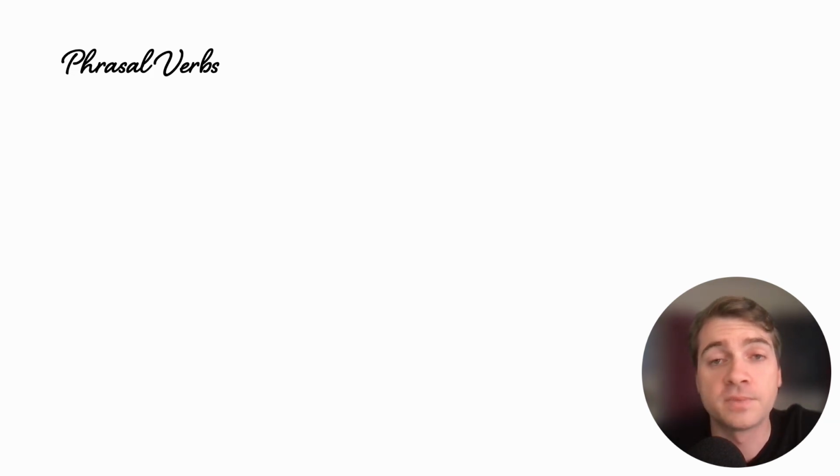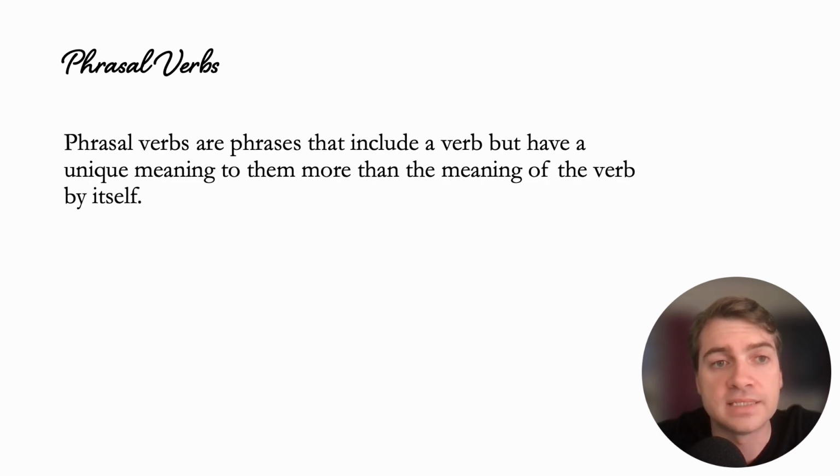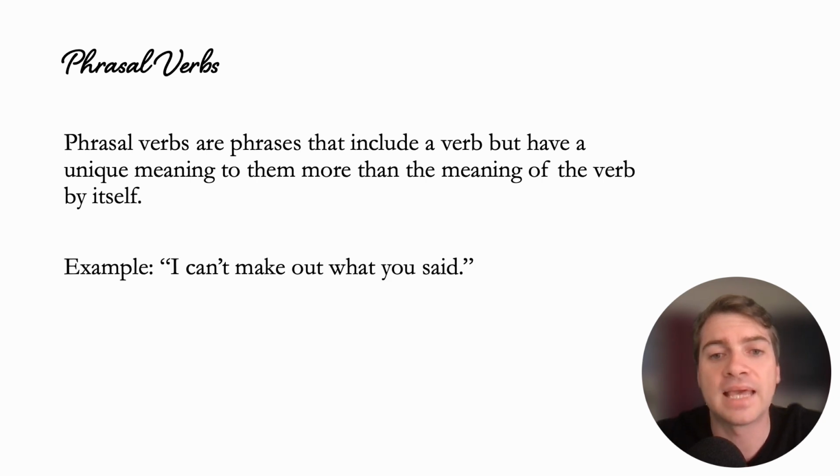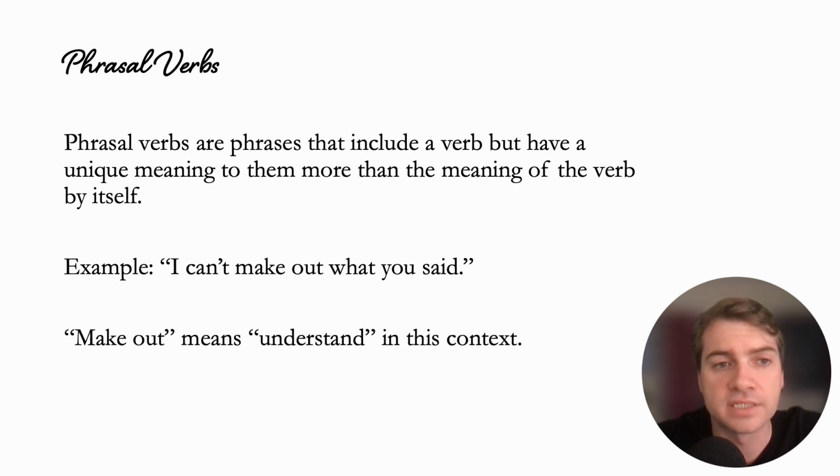All right, phrasal verbs are another component that make English difficult because it's like you have to learn the regular form of the verb and then these common phrasal verbs that we actually use on a daily basis. Phrasal verbs are phrases that include a verb, but they have a unique meaning to them that's more than the meaning of the verb by itself. Okay, so for example, I can't make out what you said. Make out in this case means understand or decipher, but you're not really making anything, so it doesn't have much to do with the original meaning of the verb, right?